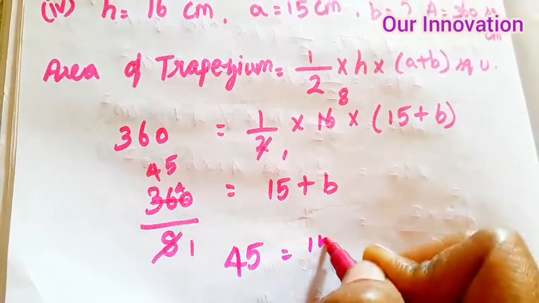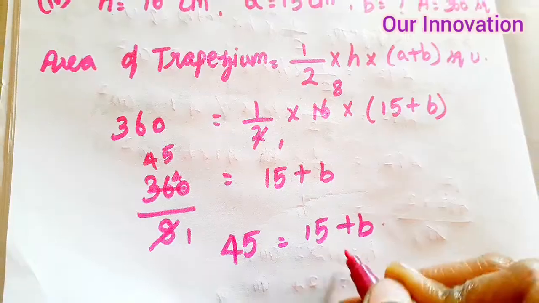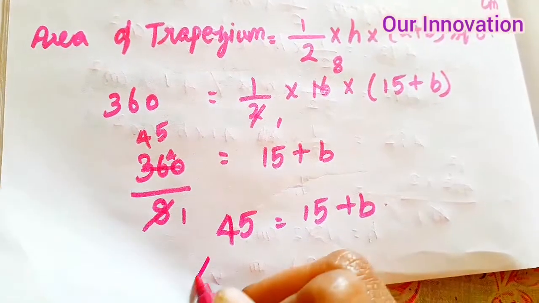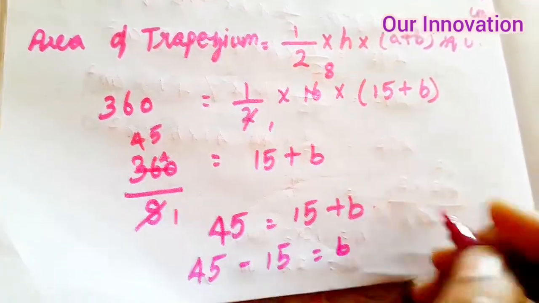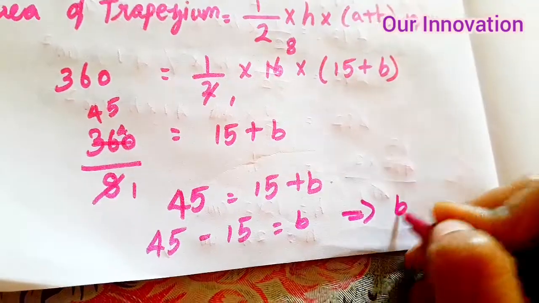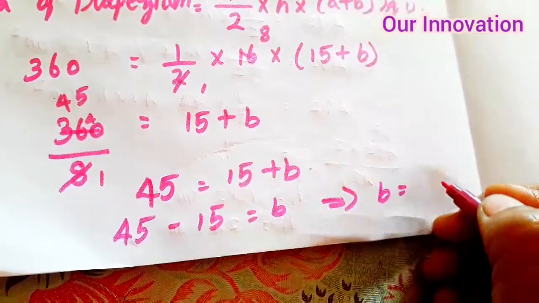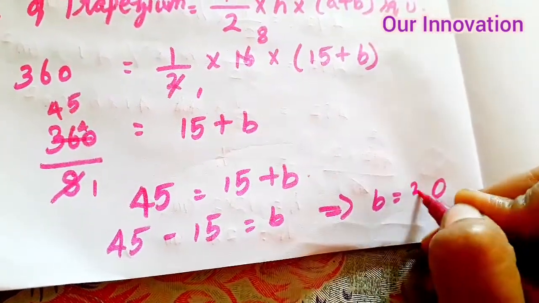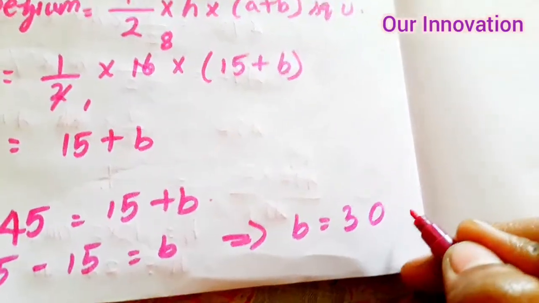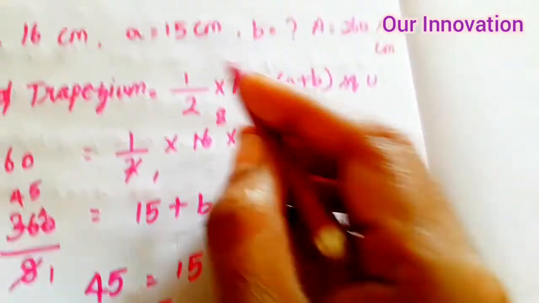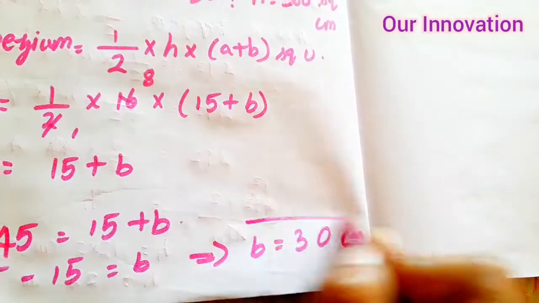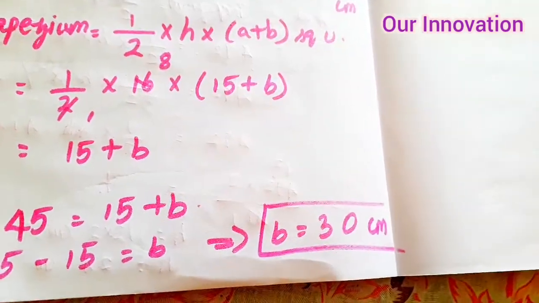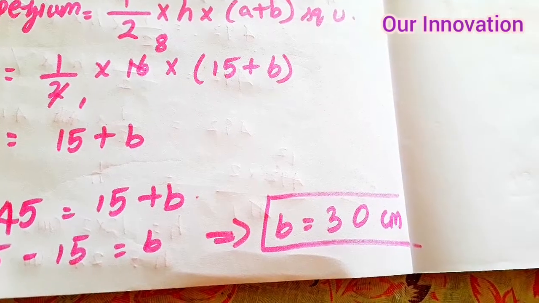45 is equal to 15 plus b. So when this comes to this side it changes to minus, 45 minus 15 is equal to b. Now subtract: b is equal to 5 minus 5 is 0, 4 minus 1 is 3, 30. So b is equal to 30. What unit is given? Centimeter. So centimeter, this is the value of b, the value of another parallel side.